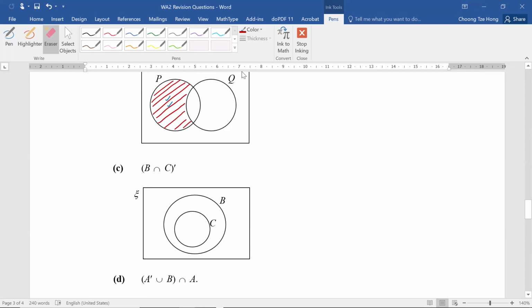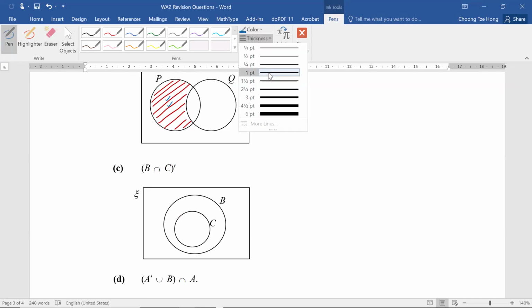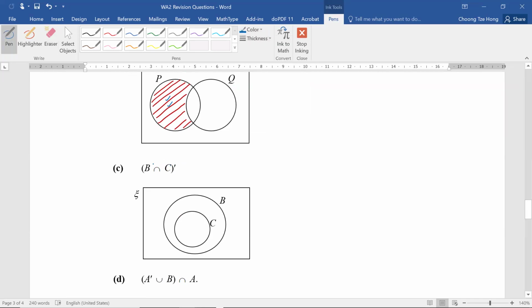B intersect C complement. This is a question whereby you have something in a bracket and then you complement the whole thing. For such questions, my approach would be to just imagine the question doesn't have the complement outside yet, and we just try to do the region inside. So now we have B intersect C. So I'll first take those regions in B.